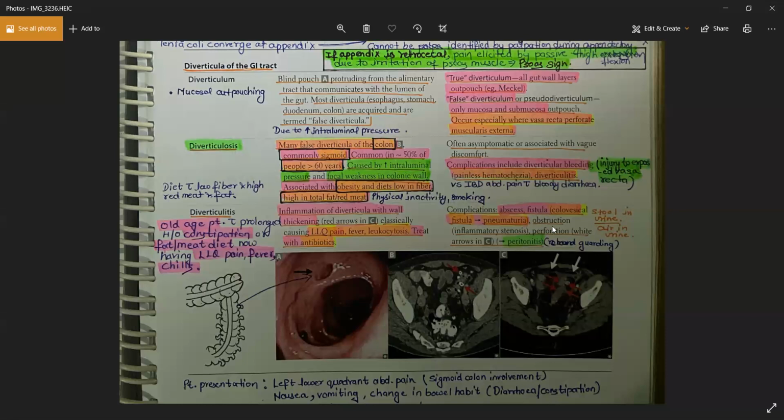Okay, the exam will try to trick you with this. They will tell you the patient is having some kind of obstruction, some kind of mass is there, right? But you need to look for the other symptoms also.